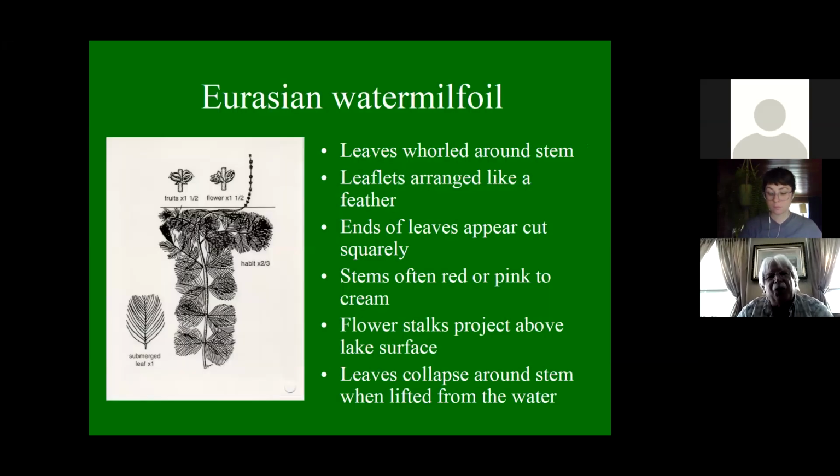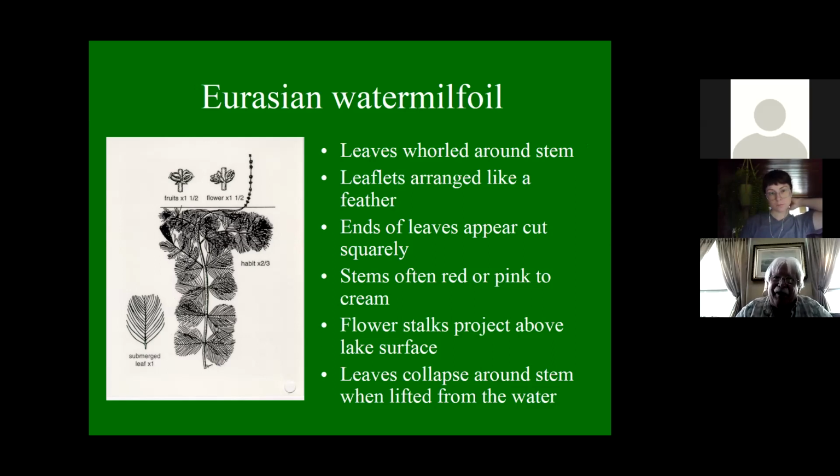So how does Eurasian watermilfoil differ in structure from many other plants, and how can we actually tell it apart? As I mentioned, the leaves tend to be in whorls around the stem. In other words, they grow in a circle around the stem. Each of the leaves very much looks like a feather. And this is a characteristic that will frequently take you to members of the milfoil group.